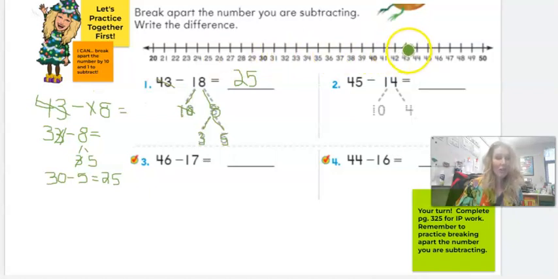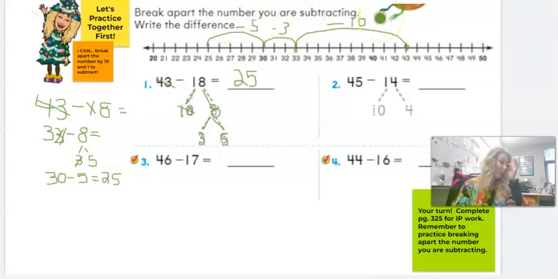Make a 10 in your head. 43. Let's count back 10. 33. And then let's count back 8. Or we can count back 3 and then count back 5. So that's minus 10, minus 3, minus 5. Because if we add 5, 3, and 10 together, we get 18. 18. Very good. How do you feel?